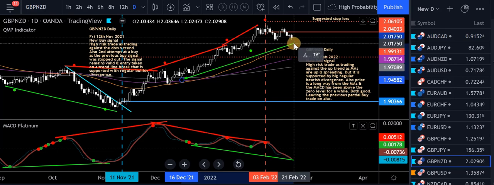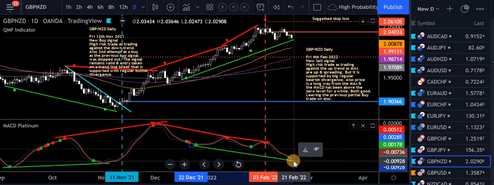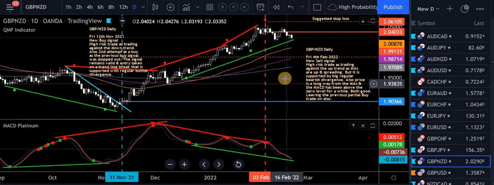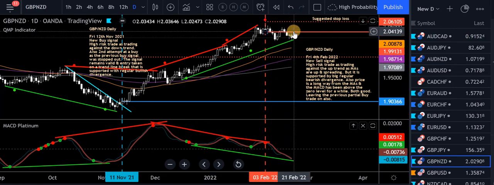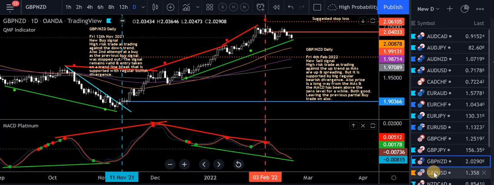In the meantime, I'm drawing these trend lines in for potential hidden bullish divergence. You know what I think about hidden divergence. I love it. So we're in a sell here, which is going in our favour, and we're in a buy, which will lock in lots of profit. So it's all good on the pound New Zealand.